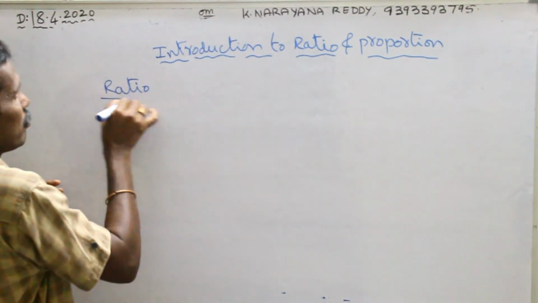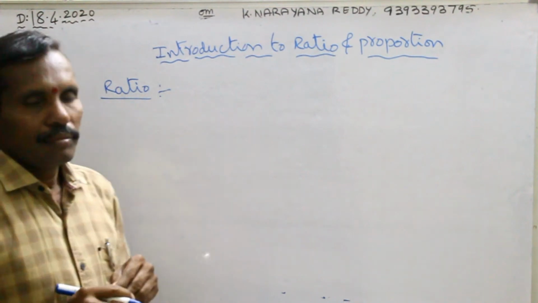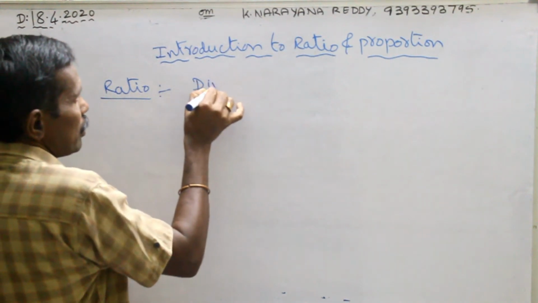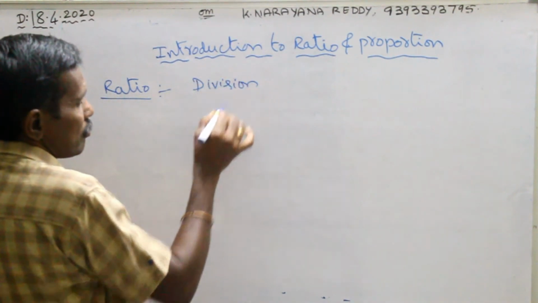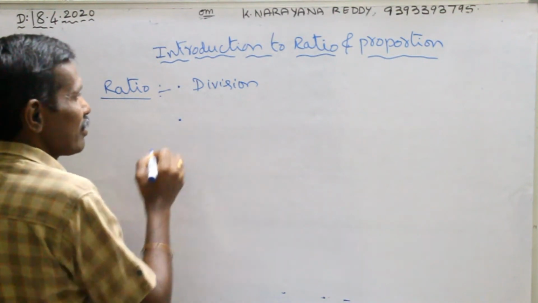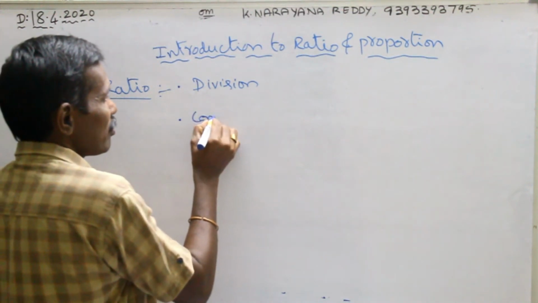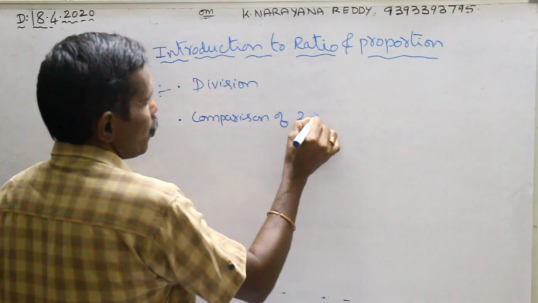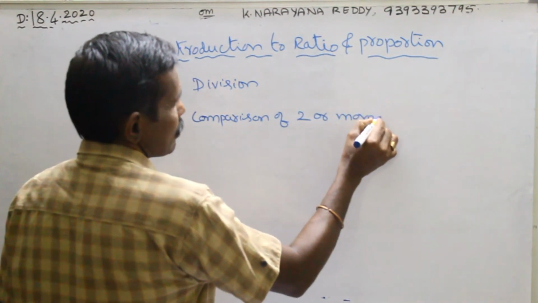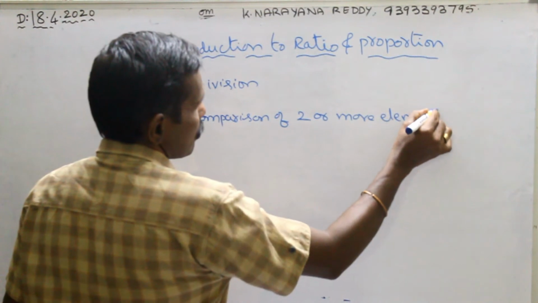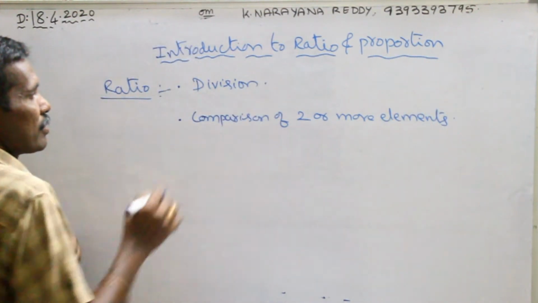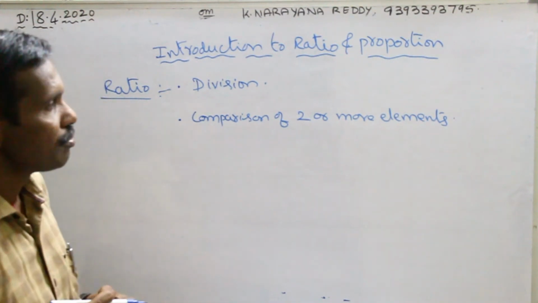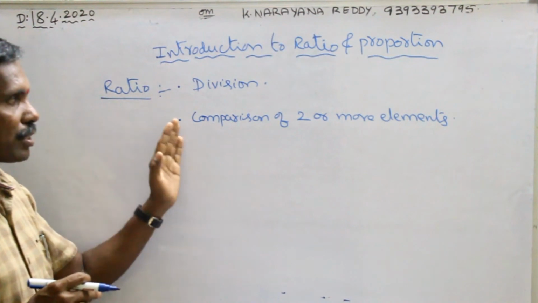What is ratio? Ratio is nothing but division. Next one is comparison of two or more elements. Comparison of two elements or more elements. So, ratio is nothing but a division. Comparison of two or more elements.